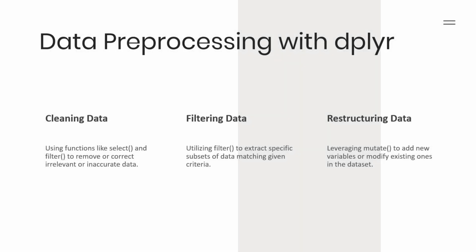First up, data preprocessing. Before we can analyze our data, we often need to clean it, filter it, and restructure it in various ways. This is where dplyr shines. With functions like select, filter, and mutate, we can easily manipulate our data to prepare it for analysis.